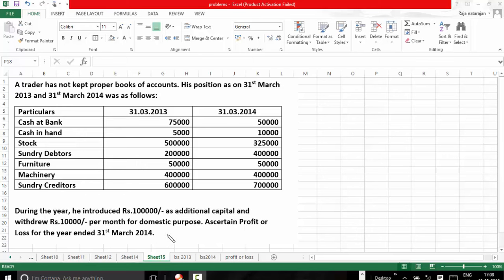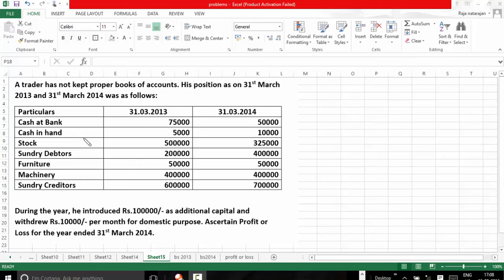So how are we going to do this? What we have to do is prepare a balance sheet as of 2014 and a balance sheet as of 2013, and that will enable us to understand what is the opening capital and what is the closing capital. Then the difference between the opening capital and closing capital, adjusted for items like additional capital and drawings, will enable us to find out whether there is a profit or loss.